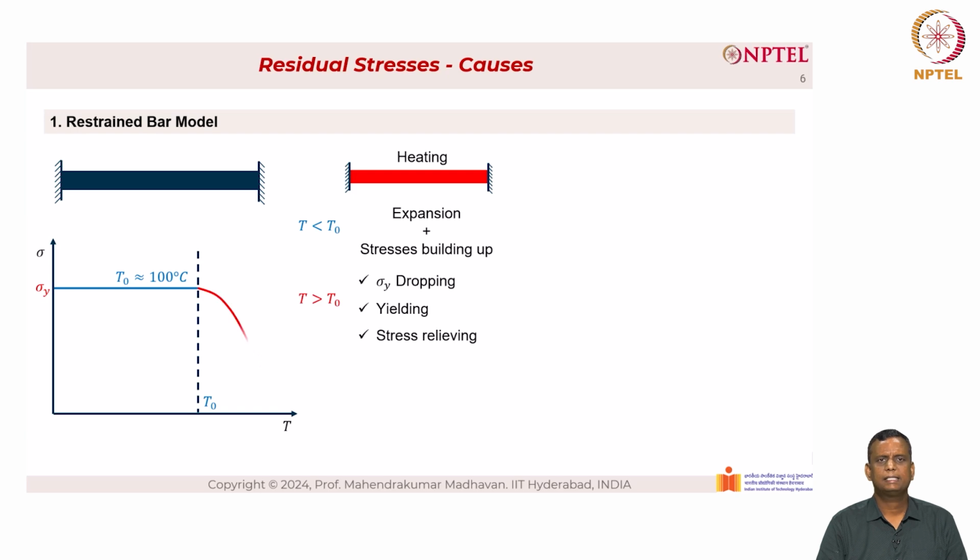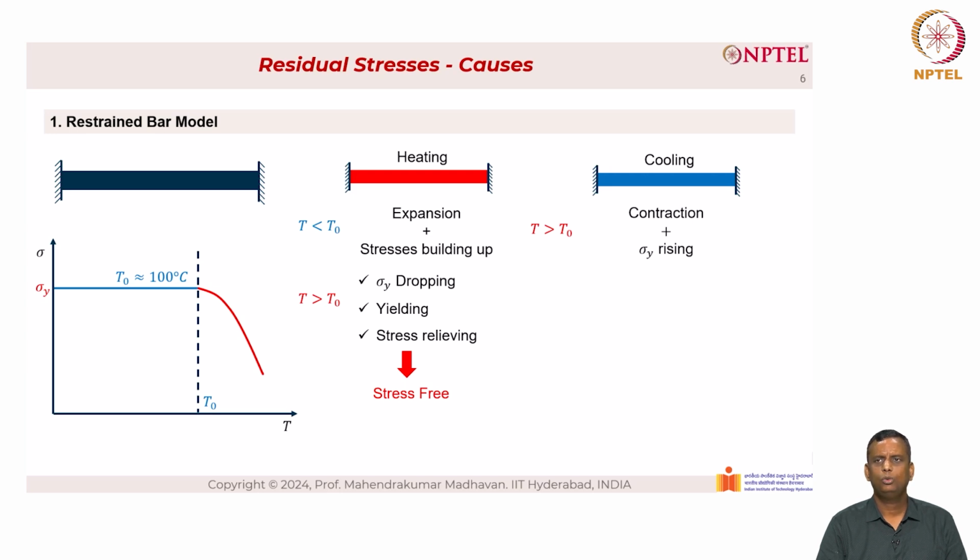However, when T exceeds T naught, the yield stress begins to drop and yielding starts to happen, and then there is a stress relieving that happens in the member. This leads to a stress-free condition. However, when we start to cool the same member with restrained ends at both sides, there is contraction and there is an increase in sigma y.